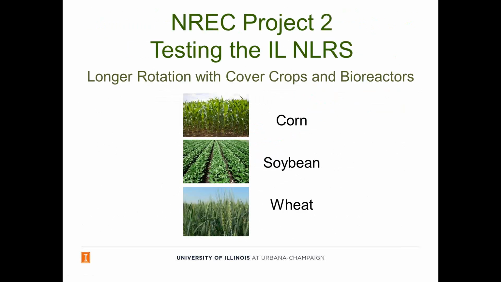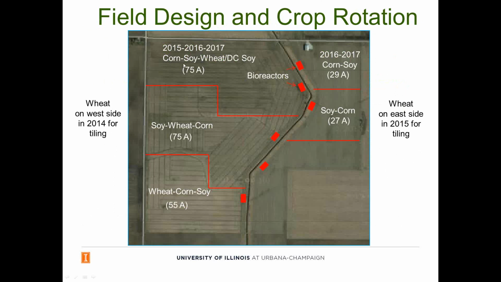So let me briefly go over the study here with our cooperator Eric Miller, where he's using a longer rotation with cover crops and bioreactors. So this was the idea of combining nutrient loss reduction strategies all on one farm. And Eric had just put in a tile system and had 3 main outlets. So he allowed me to divide his field up in these odd shapes. Not everyone would want to farm like this, but he generously allowed us to do this kind of research.